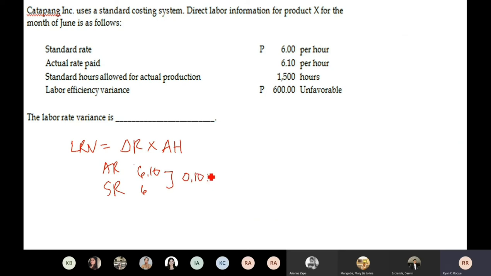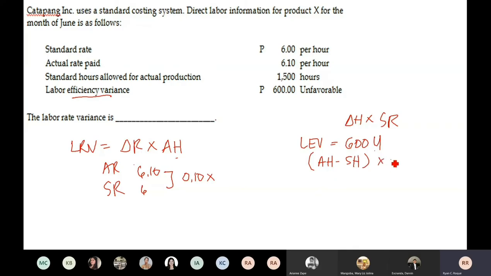Anong actual hours natin? Walang nakabigay. Pero, actual hours to may kinalaman sa efficiency. Kaya, we can make use of the labor efficiency variance. Sabi rito, ito ay 600 na unfavorable. So, meaning, kung ito ay difference in hours times the standard rate, kung unfavorable to, actual hours minus standard hours tayo. Para positive pa rin. Okay, times the standard rate natin, and that is equal to 600.